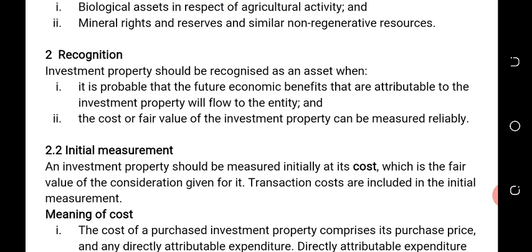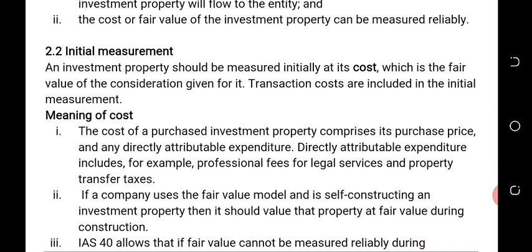Now let's talk about initial measurement. What is initial measurement according to IAS 40? Investment property should be measured initially at cost, which is the fair value of the consideration given for it. Transaction costs are included in the initial measurement. So any transaction cost should be included in the initial measurement.